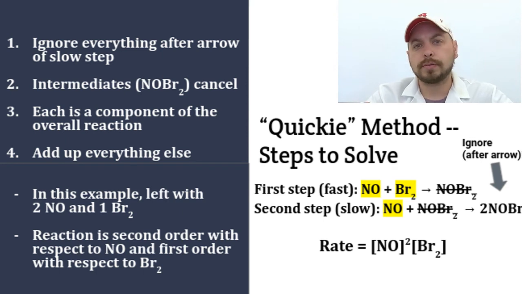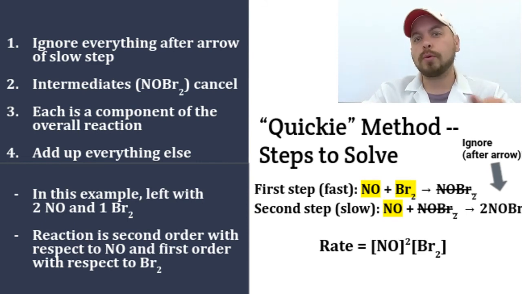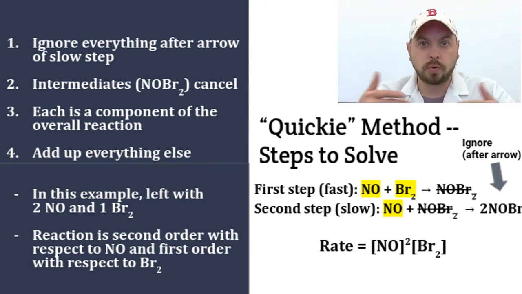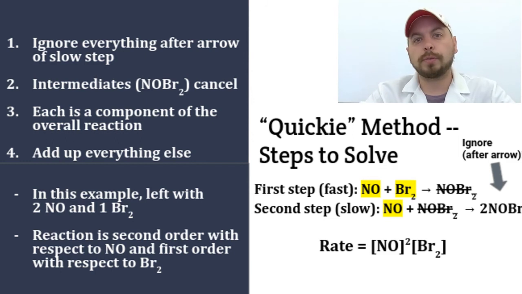So if we do this, you'll notice that we've ignored everything after the arrow of the slow step. We've canceled the NOBr2 intermediate, and we're left with 2 NOs and 1 Br2. So it's second order with respect to NO and first order with respect to Br2. That's the Quickie method. That's the quicker way of determining the rate order of a mechanism. But it doesn't work every time.